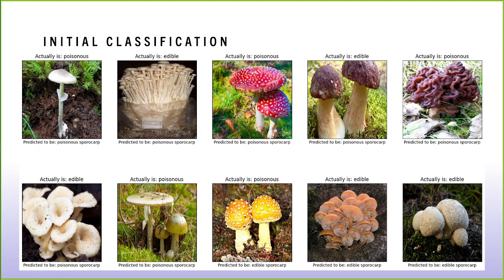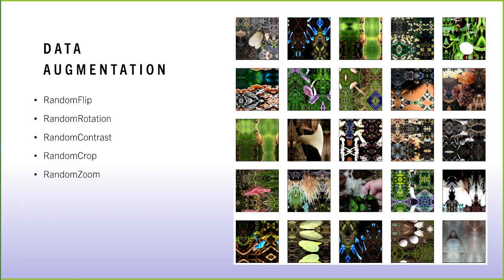So for our initial classification, after testing it against the model, we had 6 correct, and after that we augmented the data, where we used random flip, random rotation, random contrast, random crop, and random zoom. As you can see here, all these images on the right side of the screen are images of mushrooms that were augmented through some of our code.